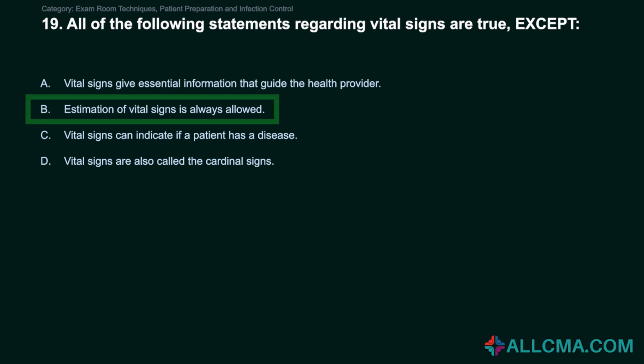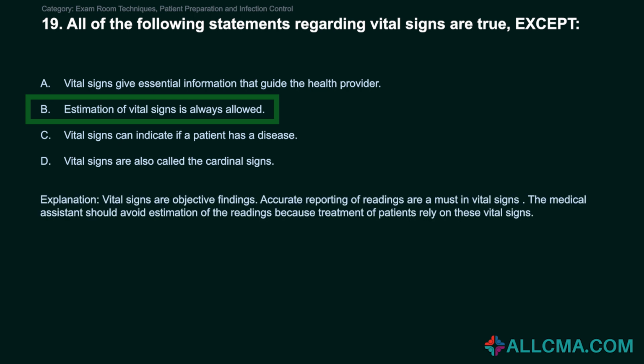Correct answer: B. Estimation of vital signs is always allowed. Vital signs are objective findings. Accurate reporting of readings are a must in vital signs. The medical assistant should avoid estimation of the readings because treatment of patients rely on these vital signs.